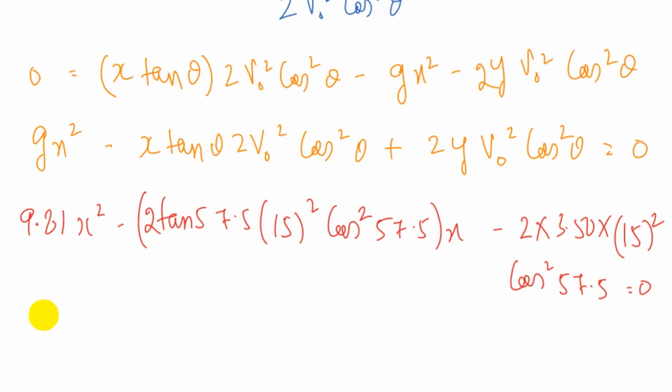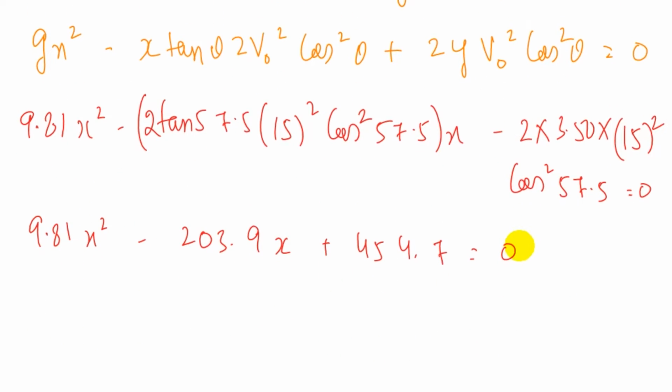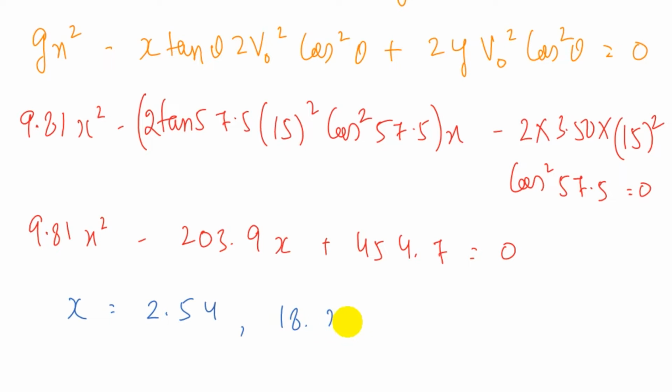Now after simplification, we'll get 9.81 x square, then here we'll get 203.9 x minus, sorry, this is plus 454.7 is equal to 0. Now this is a quadratic equation, so use your calculator to find the values for x from this equation. So x will be equal to 2.54 meter and 18.2 meter.